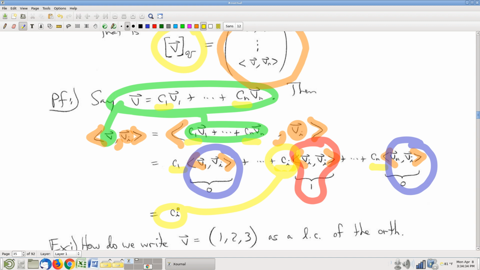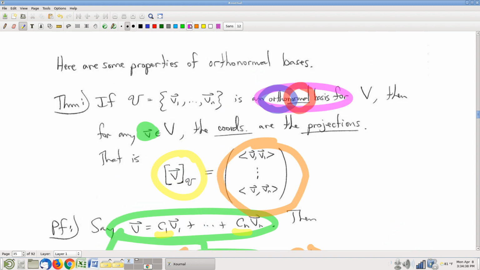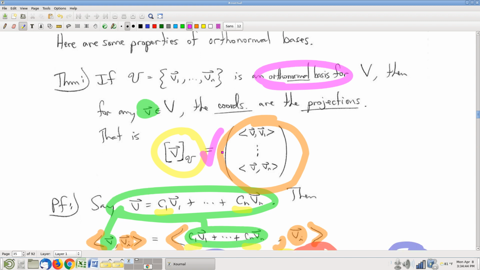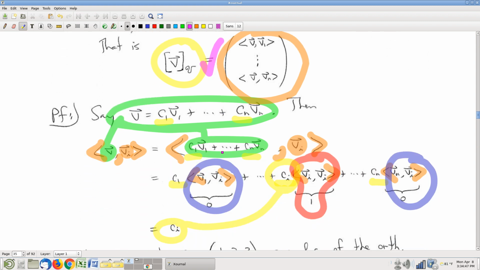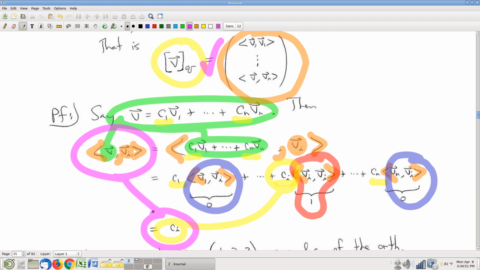So punchline, we are done. Keep in mind our goal was to show that given an orthonormal basis, coordinates were equal to projections. We have now shown that this projection is equal to that coordinate as required. And we're done. Everybody see how that works? Nice little result.